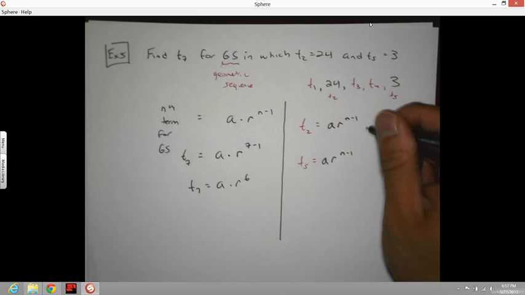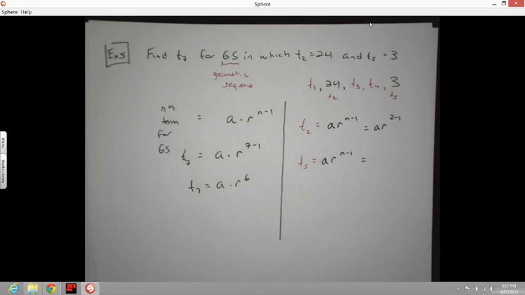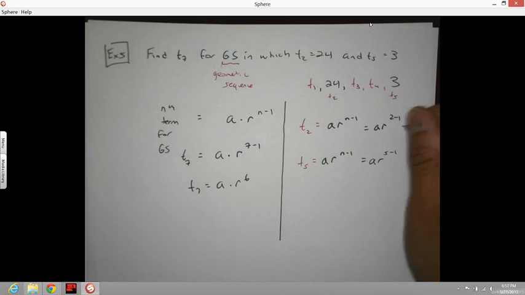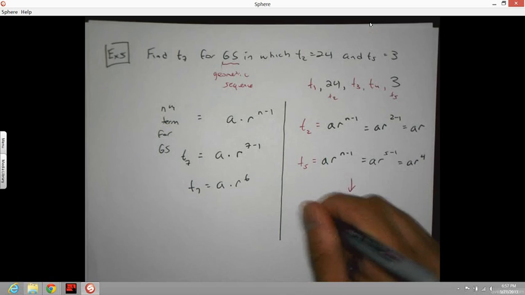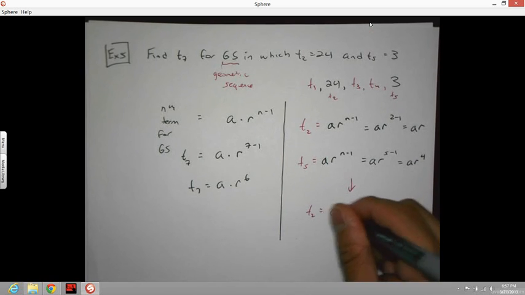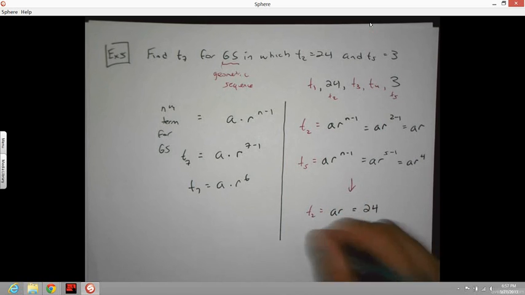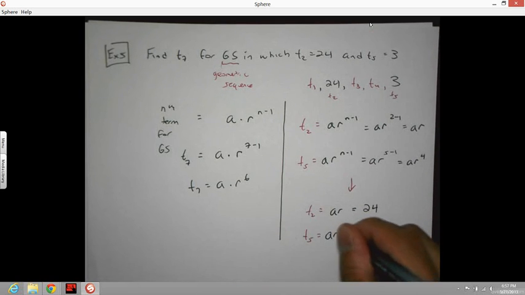Because this is going to be A R to the 2 minus 1. This one down here is going to be A R, and my n here is 5, so it's going to be 5 minus 1. I have AR here, and I have AR to the 4th power there. And I know all these values. What I'm going to say then is the following. I'm going to bring this down. T2 is going to equal AR, which is 24. And then T5 is going to be AR to the 4th power, and I know this number to be 3.